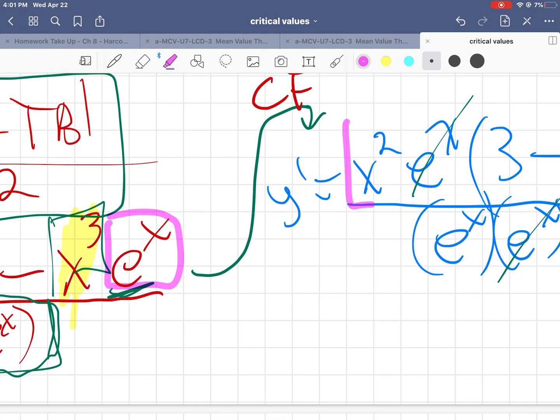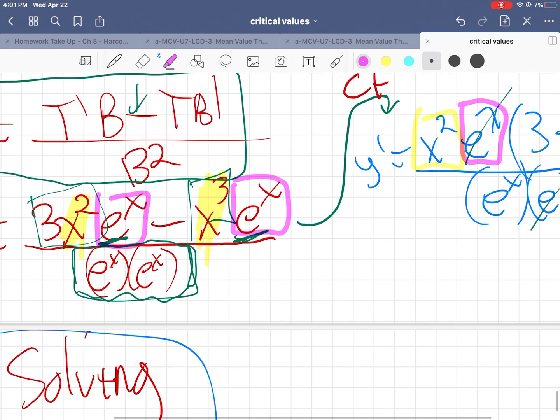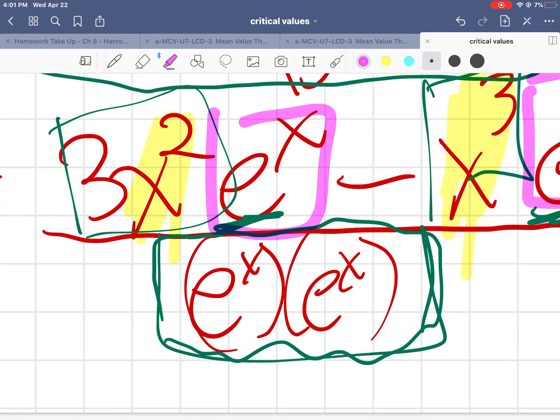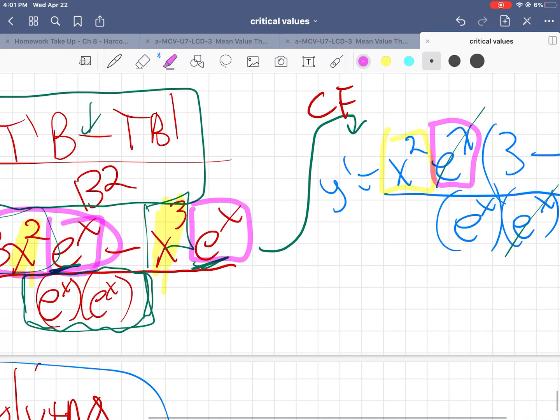Okay, so I factor out x squared. That means I'm dividing by x squared, everything that's in those brackets. And I'm also dividing by e to the x. So if I look at this right here, I have to divide that by x squared and e to the x. Well, the only thing that's going to be left is 3.